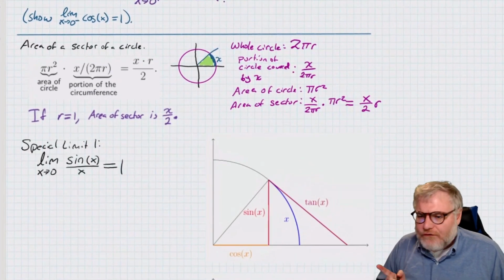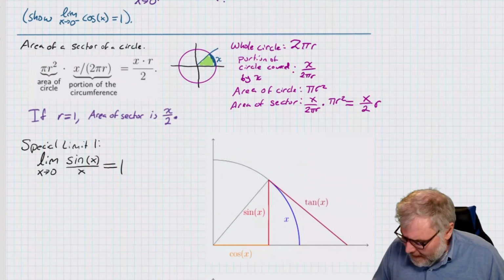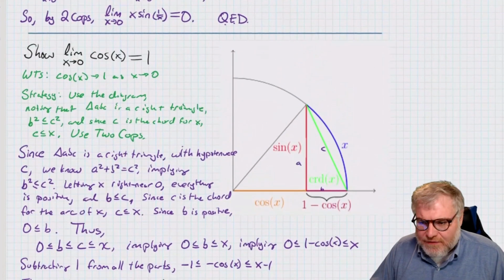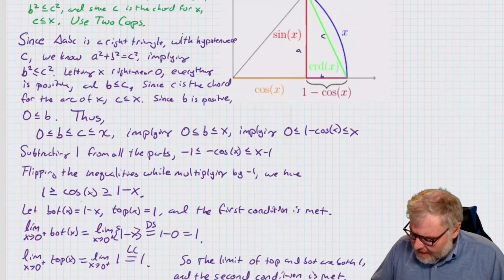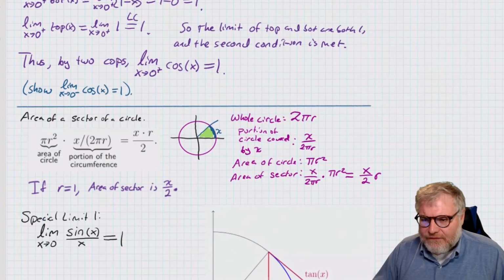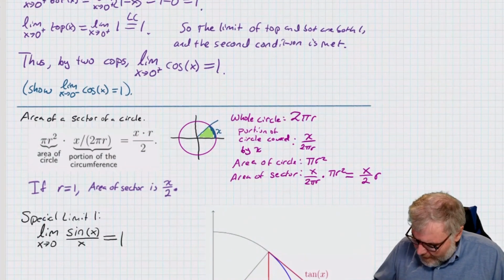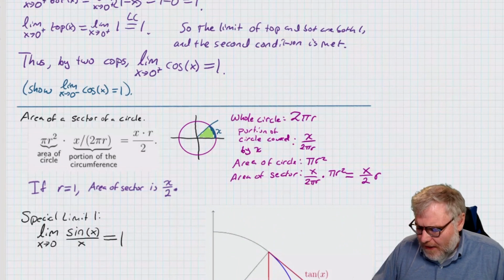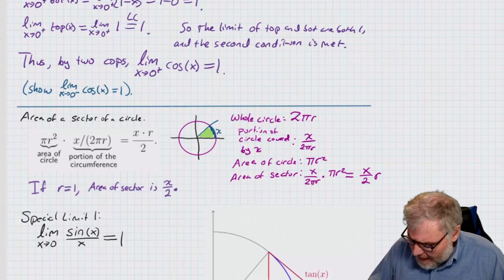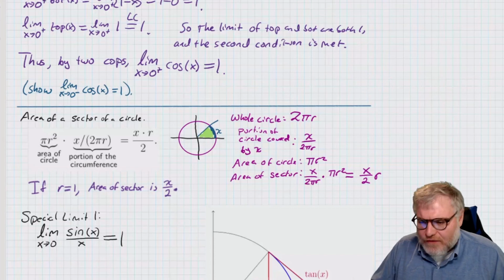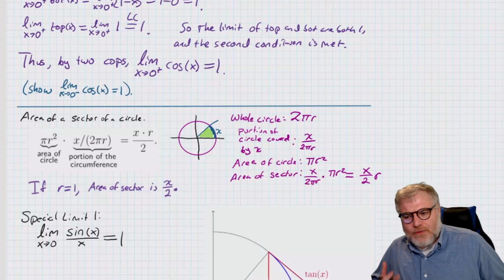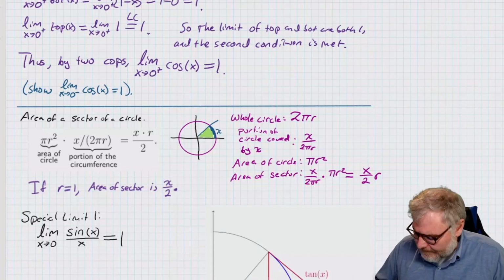In order to do that, the first thing we're going to need is two bits. The first bit is the one we just proved, that the limit as x goes to 0 of cosine of x equals 1. The second bit is the idea of the area of a sector of a circle. A whole circle is 2 pi r around. So the portion of the circle that's covered by an arc x is x over 2 pi r, right? The whole thing was 2 pi r, and the portion that we covered is x divided by that.